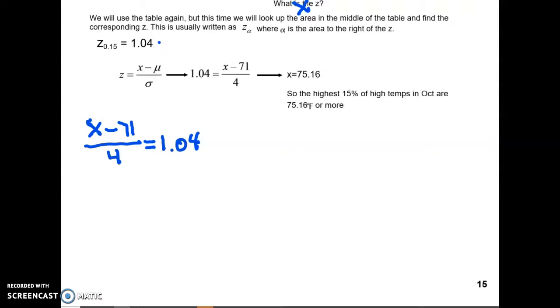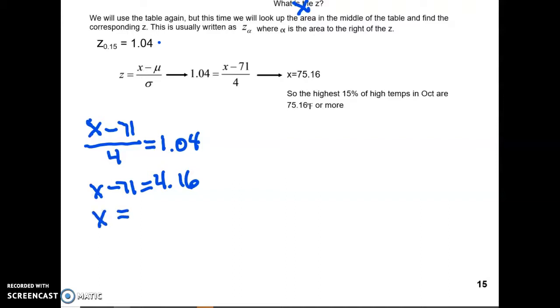The first thing I would want to do is clear out this 4 that's down here, so I'm going to multiply both sides by 4. That will give me x minus 71 is equal to 1.04 times 4, which gives me 4.16. Last step, we're going to add that 71 to the other side.